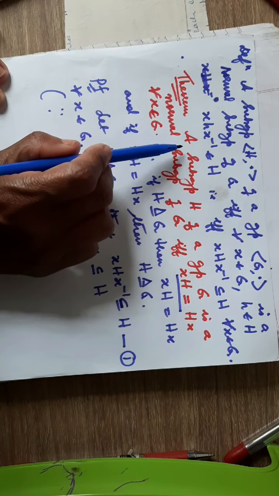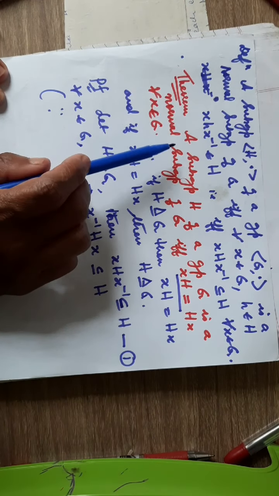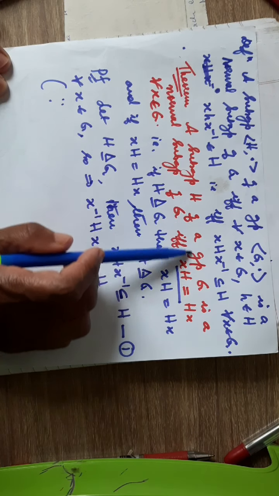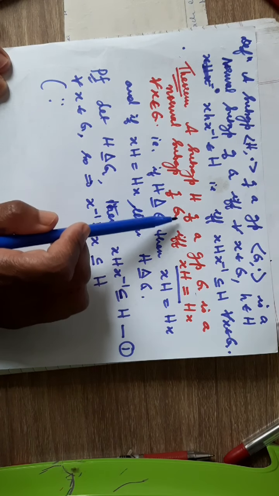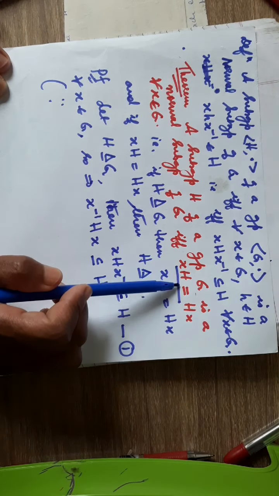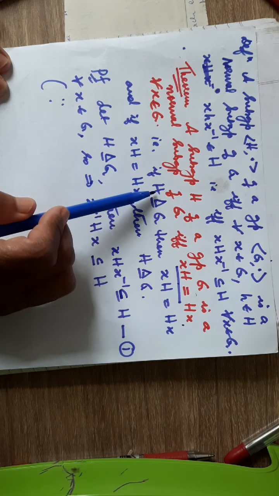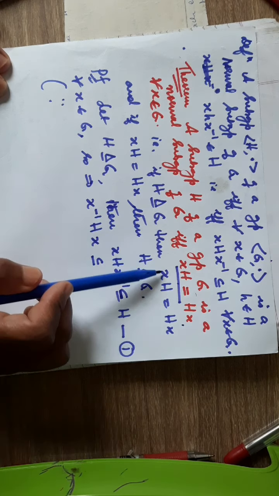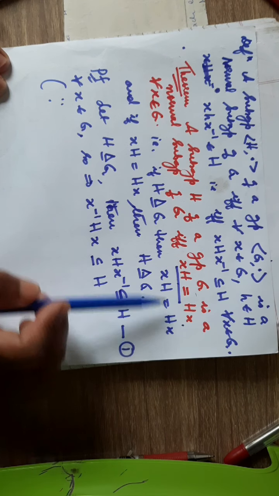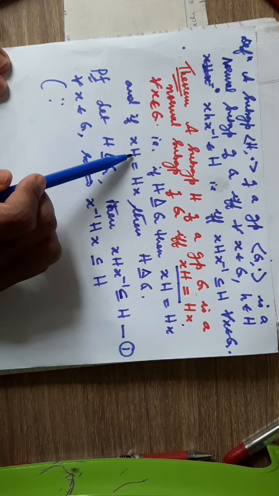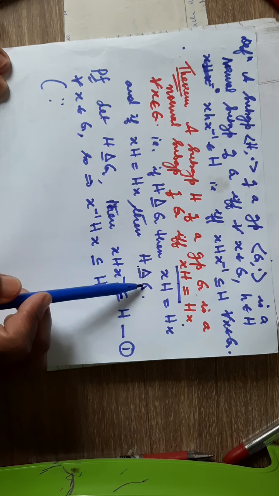Now let us discuss the first theorem on normal subgroup. The theorem states like this: a subgroup H of a group G is a normal subgroup of G if and only if xH is equal to Hx for every x belongs to G. That is, if H is a normal subgroup of G, then xH is equal to Hx. And if xH is equal to Hx, then in that case H must be normal.